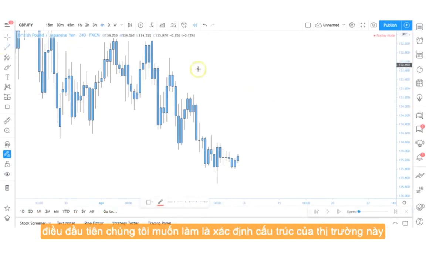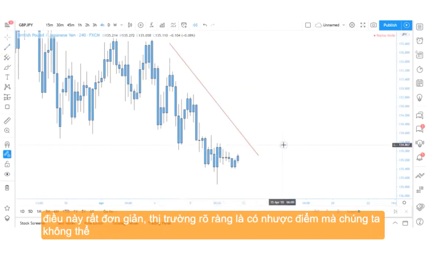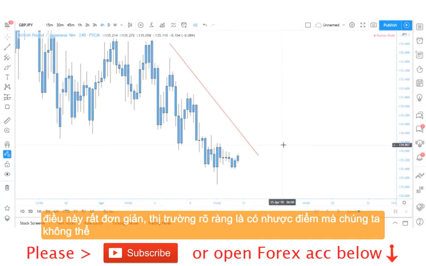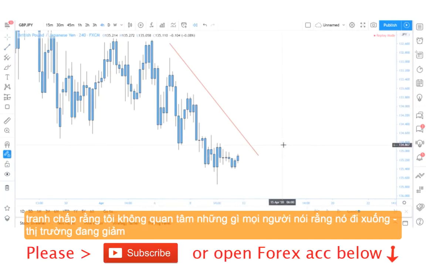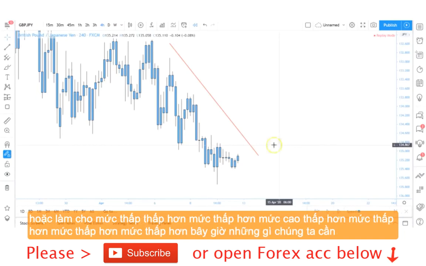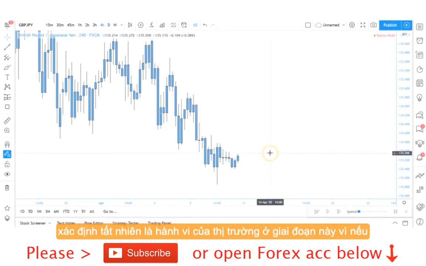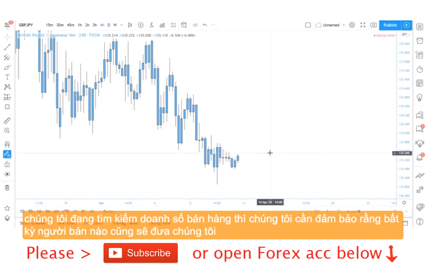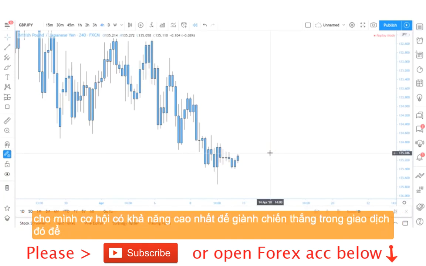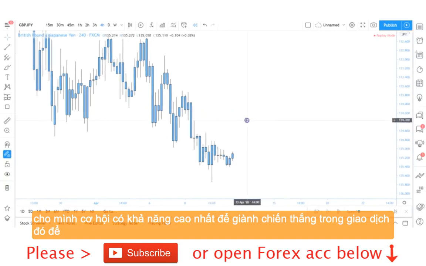Now the first thing we want to do is identify the structure of this market. This is very simple. The market is clearly to the downside. We cannot dispute that. I don't care what anybody says. It's down. Okay, the market is down. We're making lower lows, lower highs, lower lows, lower highs. Now what we need to determine is of course the behavior of the market at this stage, because if we're looking for sells, then we need to make sure that any sell that we take, we give ourselves the highest probable opportunity of winning that trade.